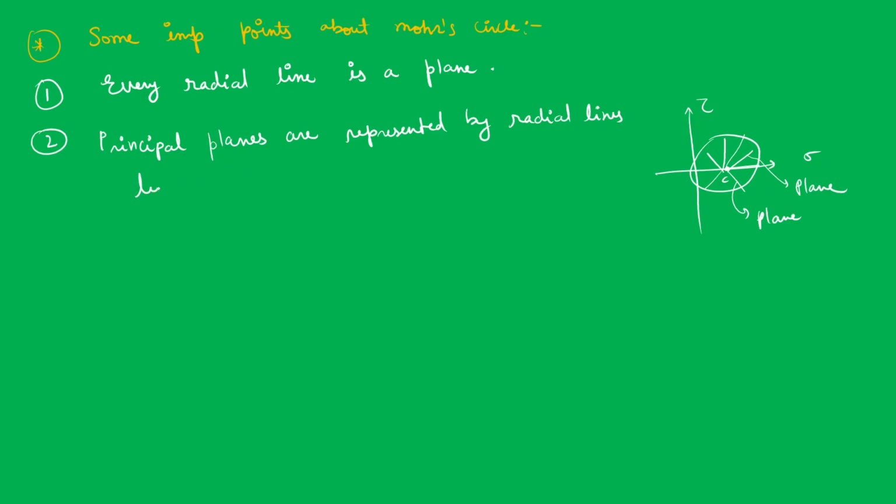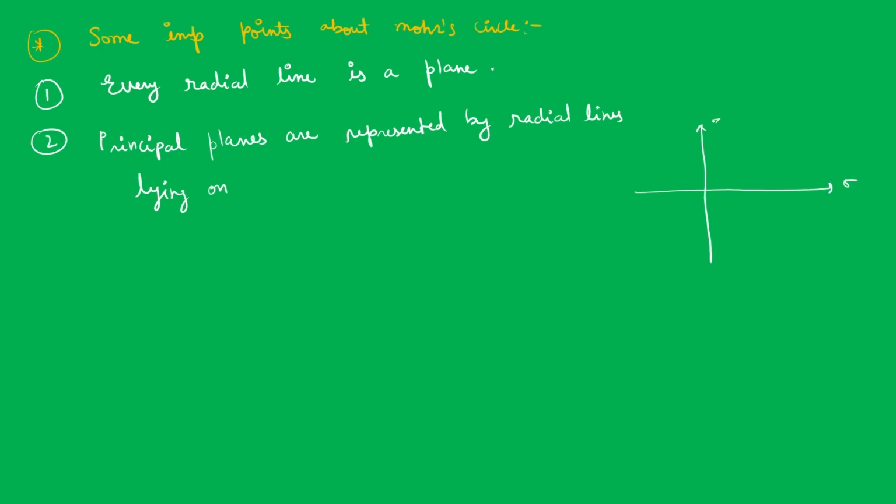lying on which axis? Can you guess? Take a minute's pause and guess which type of radial line. So this is my sigma, and this is my tau. This is represented by, let's say, y, and this is the x-axis. Let's say this is my Mohr circle, for example, and this is my center. So I have several radial lines here. I have this radial line, this radial line, this radial line, and this radial line as well.